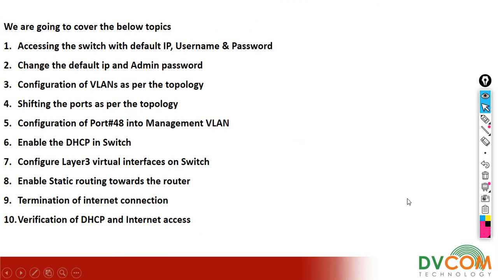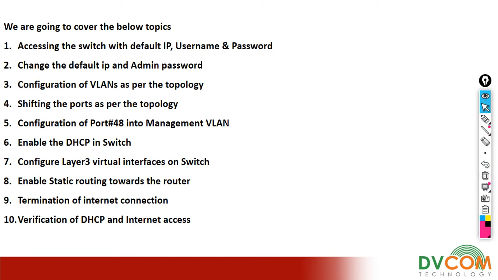The first task is that I'm going to access the switch with the default IP and the default username and password. The default IP address for the Vigor 2540x switch is 192.168.1.224, which is /24. The username is admin and the password is admin. Let's go and access now.